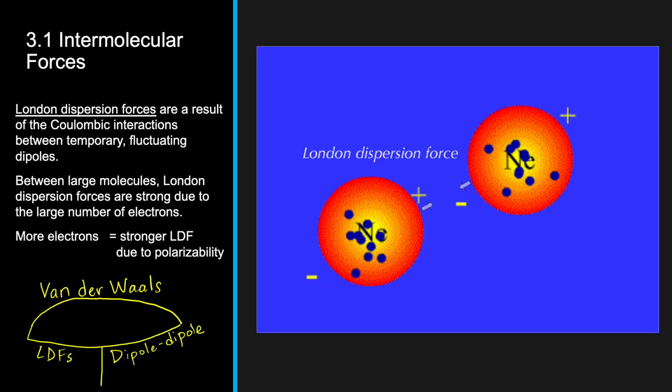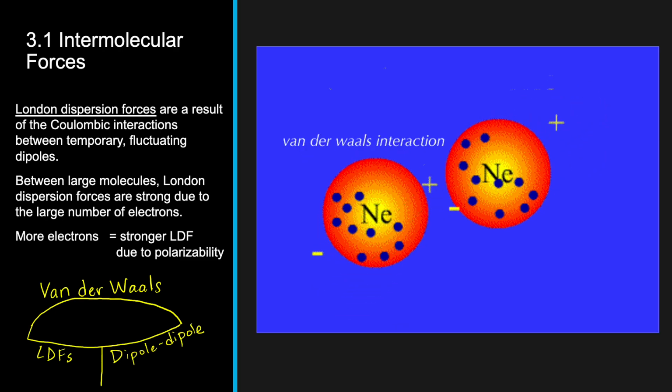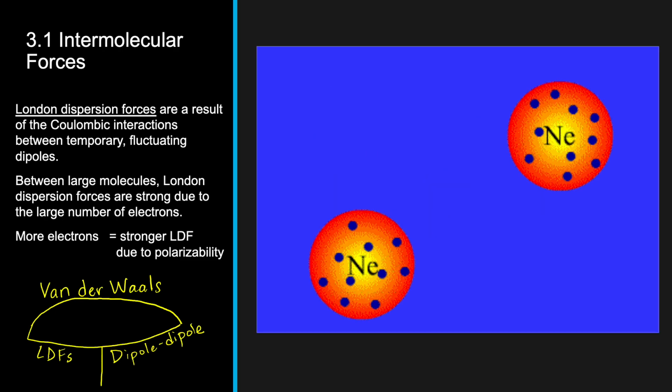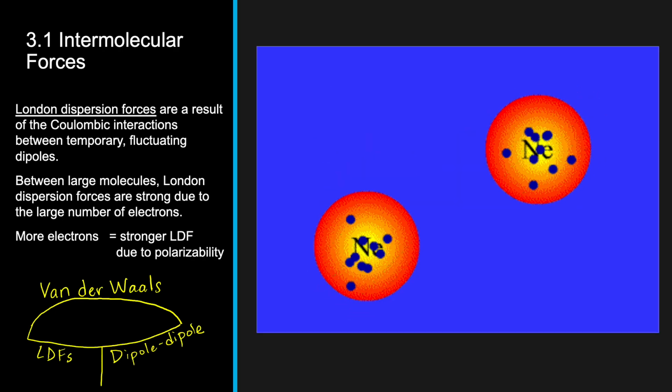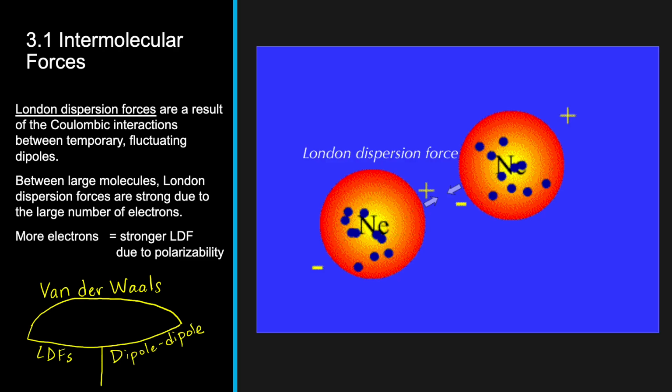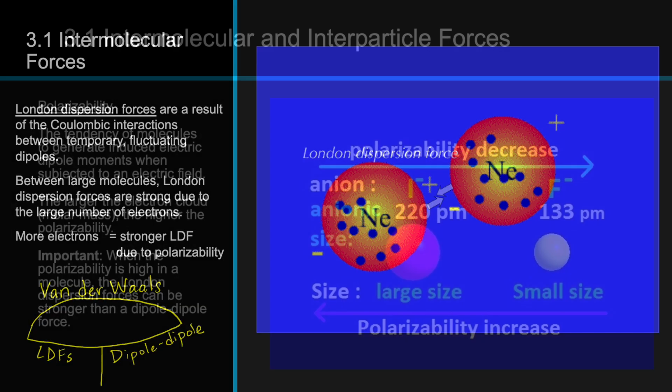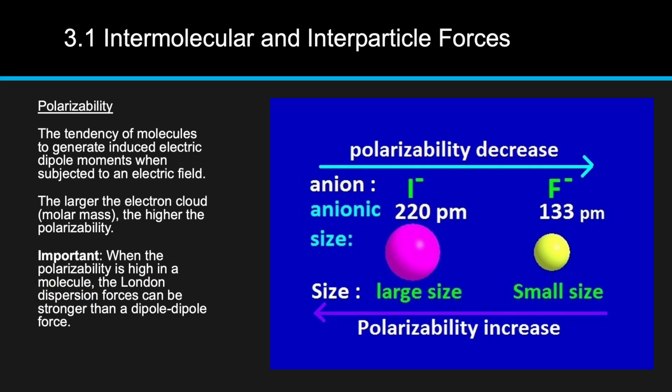One thing that is really important with LDFs is that as you add more mass or more electrons to an atom or a substance, you're going to have stronger London dispersion forces due to something called polarizability. Polarizability is the tendency of molecules to generate induced electric dipole moments when subjected to an electric field. So the larger the electron cloud or the more molar mass, the higher the polarizability.